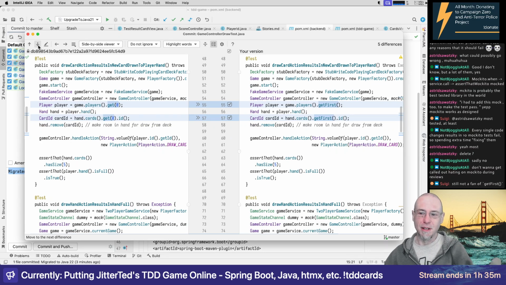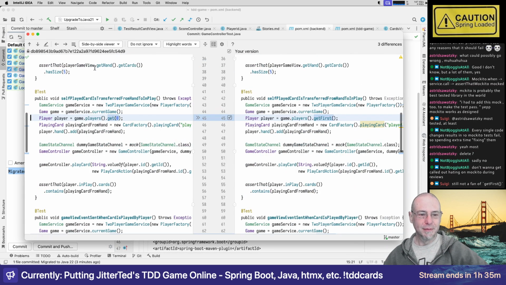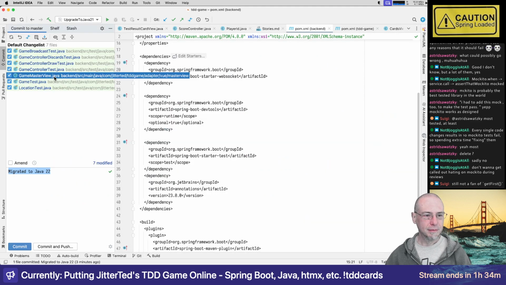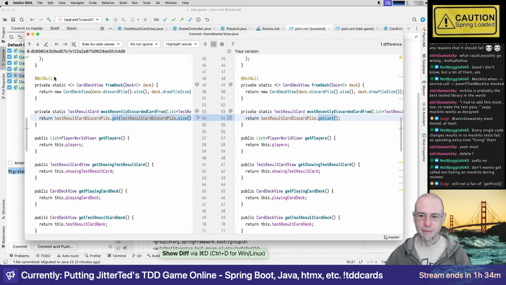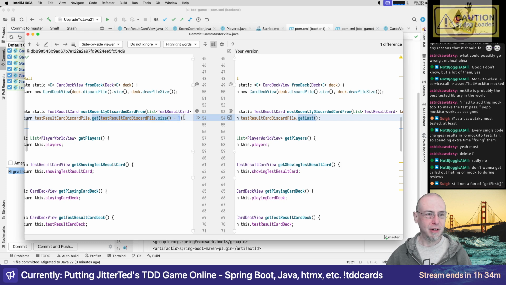And the hand has cards. I'm usually getting the first one. Okay, cool. Oh, and look, it recognized that this could be replaced with getLast. That's very handy.